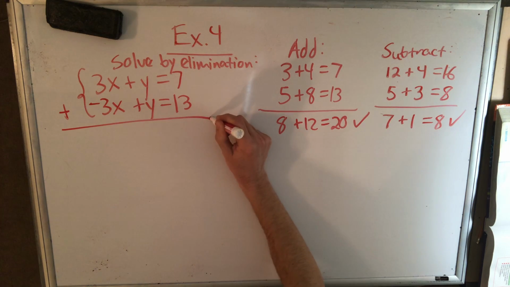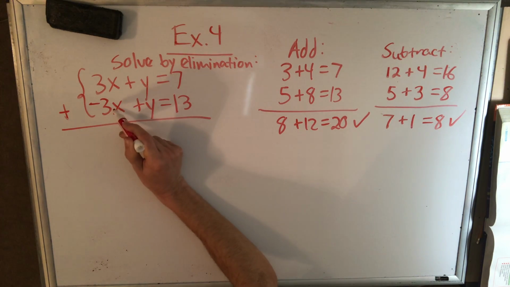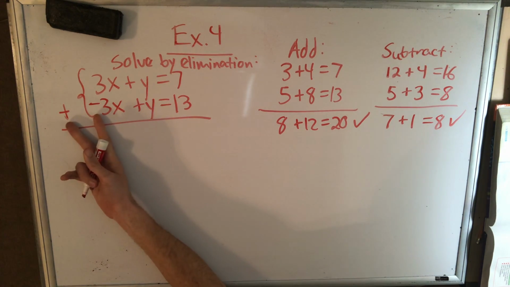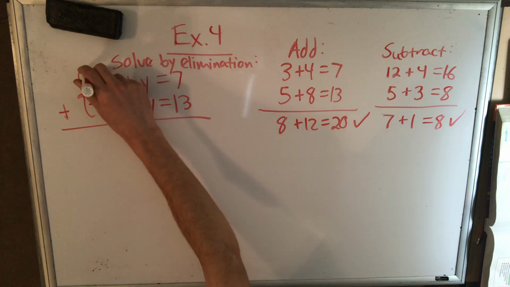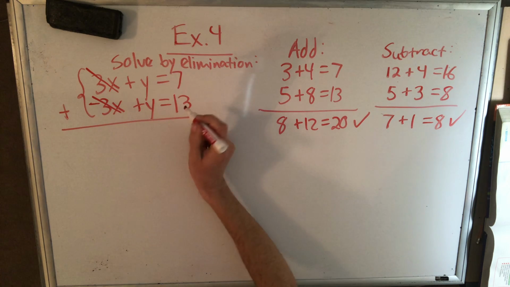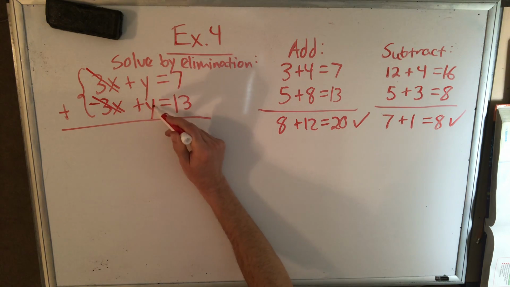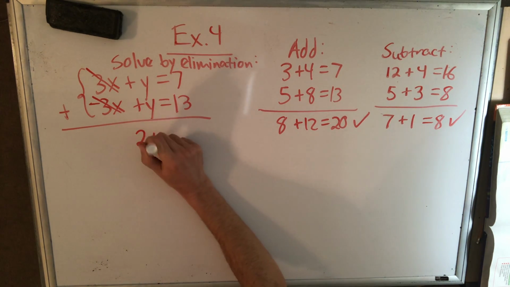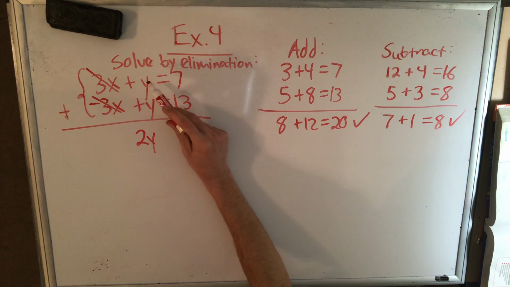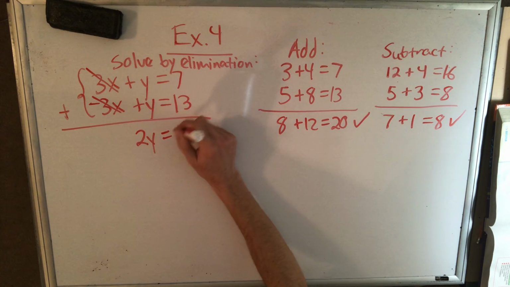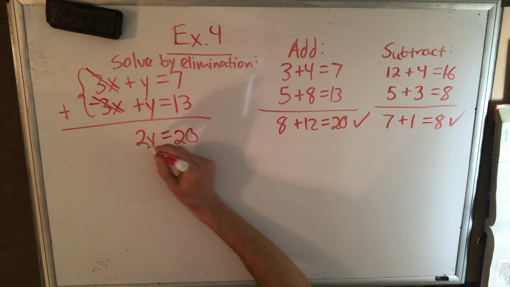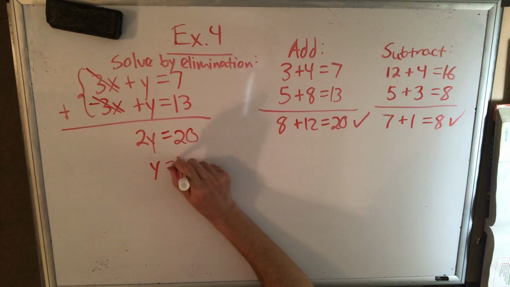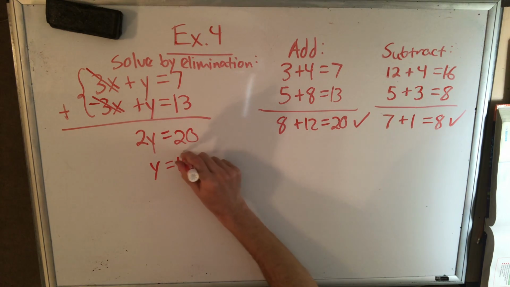So adding the equations, 3x plus negative 3x, like I said, plus and negative together makes minus, so it's 3x minus 3x, which is 0, so it cancels out, x gets eliminated. And then y plus y is 2y, right? y is the same thing as 1y, and 1y plus 1y is 2y. And 7 plus 13 is 20. Divide each side by 2, or just realize that y equals 10 because 2 times 10 is 20.